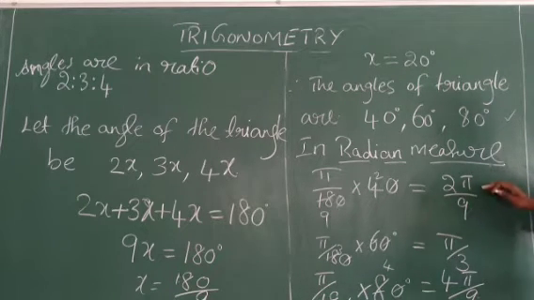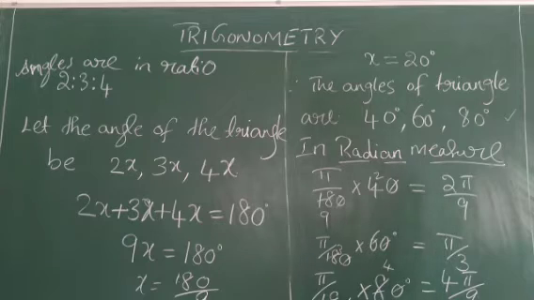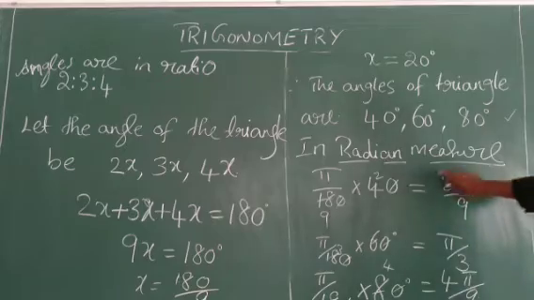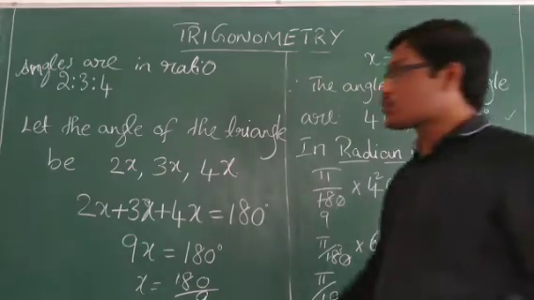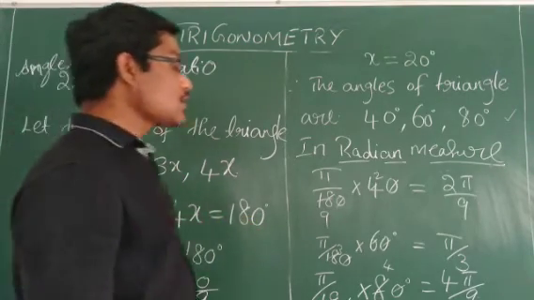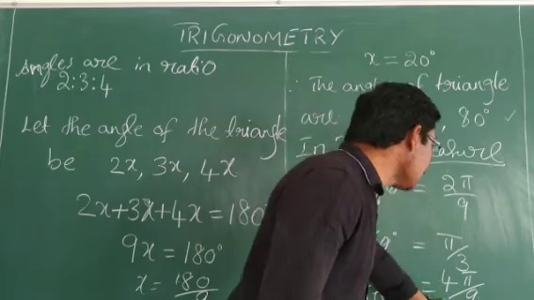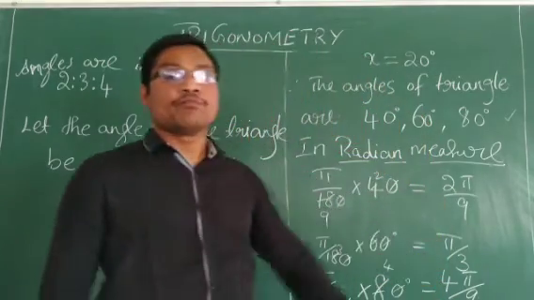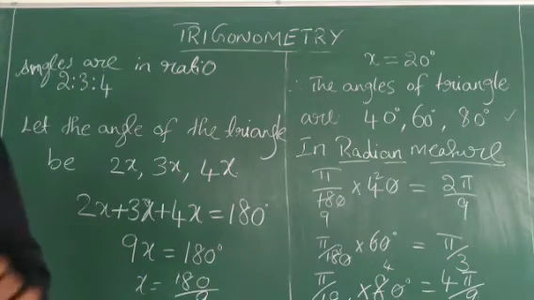If you want to know whether the result you get here is correct or not, we should add all these three. That is just for verification. If you add these three, the result should be equal to pi, because pi is 180 degrees. So the sum will be equal to 180 degrees. That means if you add these three angles in radian measure, the sum should be equal to pi radians. Pi radians means 180 degrees. So that is how we can verify the answers.